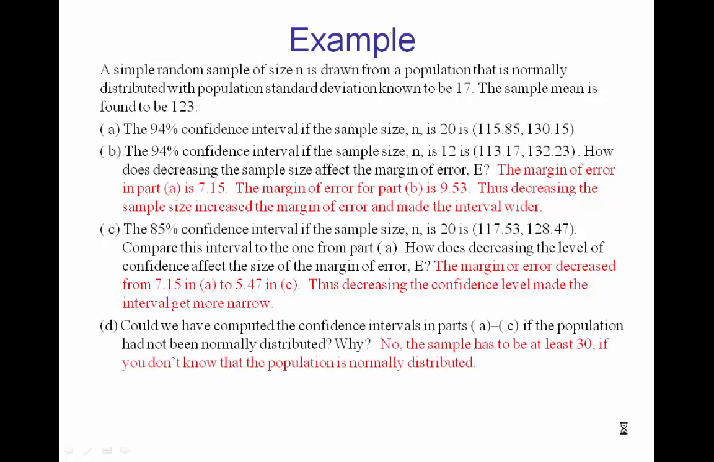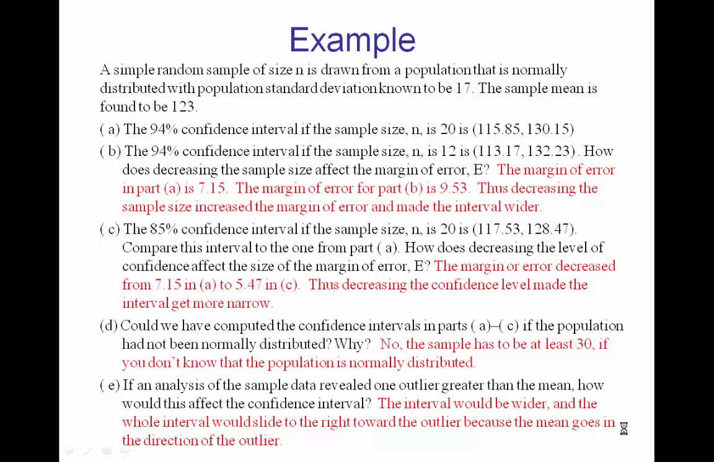Could we have computed the confidence intervals in Part A through C if the population had not been normally distributed? Why? The answer is no, because the sample has to be at least 30 if you don't know that the population is normally distributed.